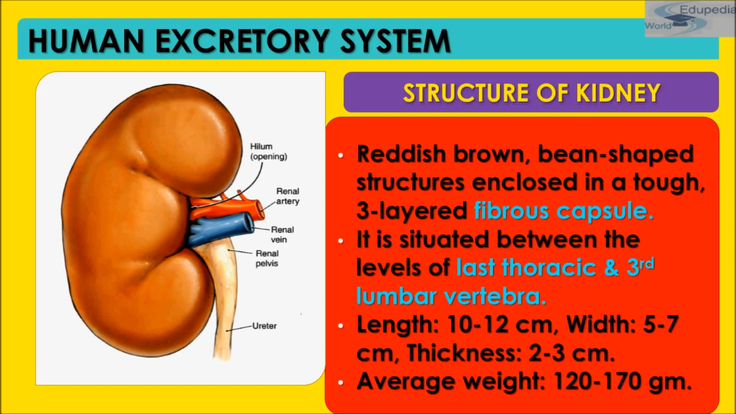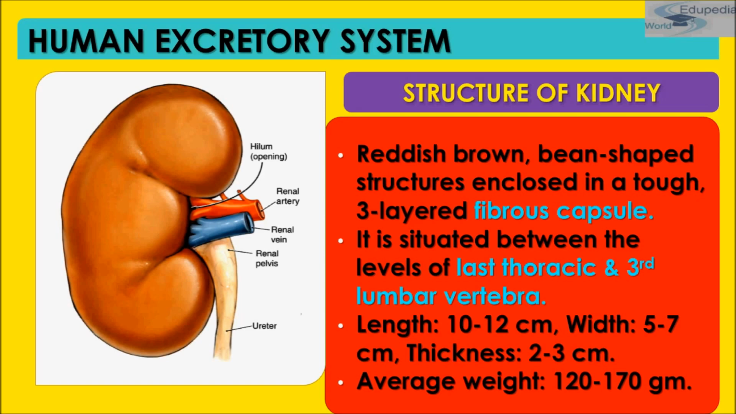The length of a typical kidney is about 10 to 12 centimeter, the width is about 5 to 7 centimeter and the thickness is about 2 to 3 centimeter. The average weight of a typical kidney is around 120 to 170 gram. The kidney is covered externally by fibrous connective tissue, which we call renal fascia, and fatty adipose tissues.